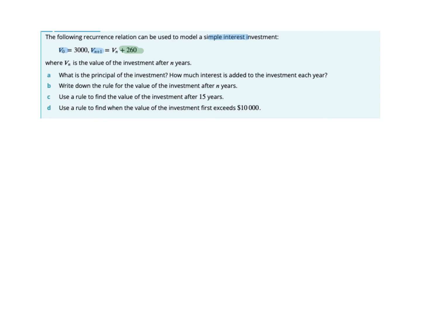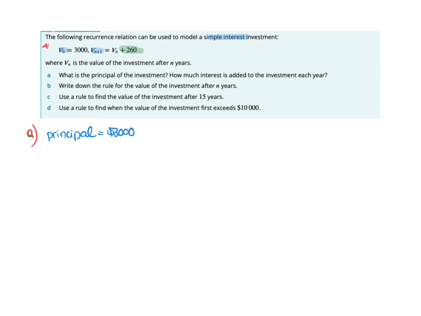So we've got to go through a few of these questions. What is the principal of the investment? Looking at that scenario up here, what was initially invested? You should be able to see that. What was the principal? 3,000. Good. So we can see that's V0, so we can just write it was 3,000.